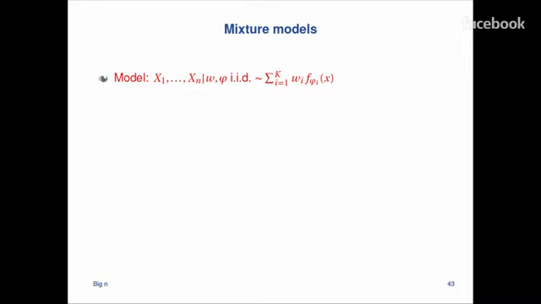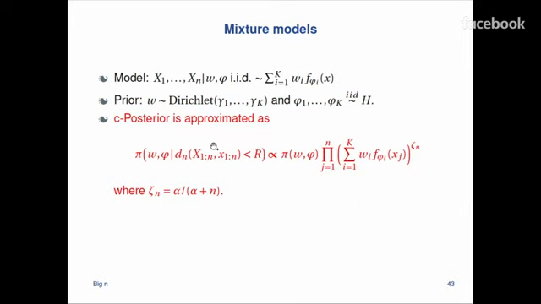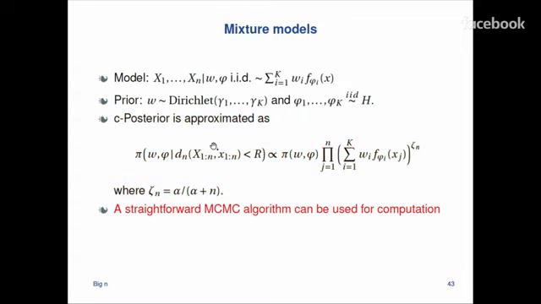We also wanted to see whether we could do the same thing in mixture models or in many other models. And so let's say we have a model, x1 through xn, they're IID from some kernel mixture, and we do a Bayesian thing, and so we put a prior on the different parameters, and then we have this C posterior approximation, okay? And then we can run MCMC.